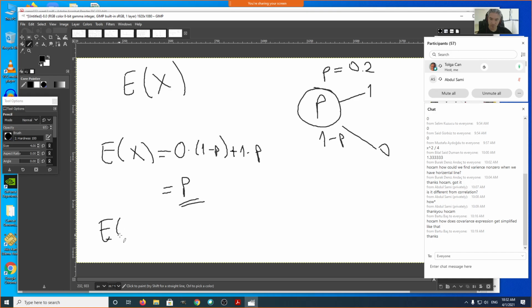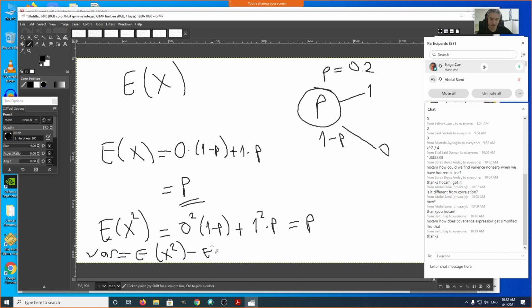Now let's figure out the variance. In order to compute variance, I need to compute the expected value of x squared, right? How do you compute it? 0 squared times 1 minus p, plus 1 squared times p. The expected value of x squared also turns out to be p. Now, if it's p, am I going to get 0 for the variance? No, right? The variance is the expected value of x squared minus the expected value squared, which is p minus p squared. So this is the variance of a Bernoulli trial.